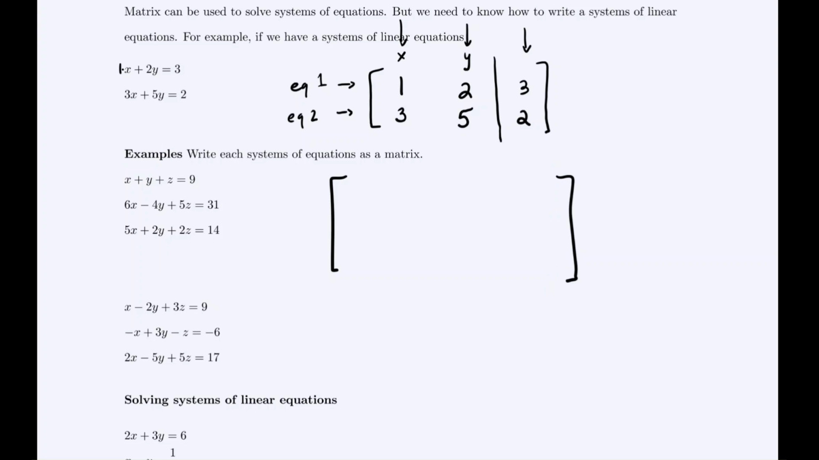And we remember we work one row at a time, so the coefficient from the first equation of the x is a 1. The coefficient from the first equation y is a 1 as well. Same for z, and then we do our equal to bar 9. And this tells us 1x plus 1y plus 1z equals 9. Next we have 6x, which is a 6, minus 4y plus 5z equals 31. 5x plus 2y plus 2z equals 14.